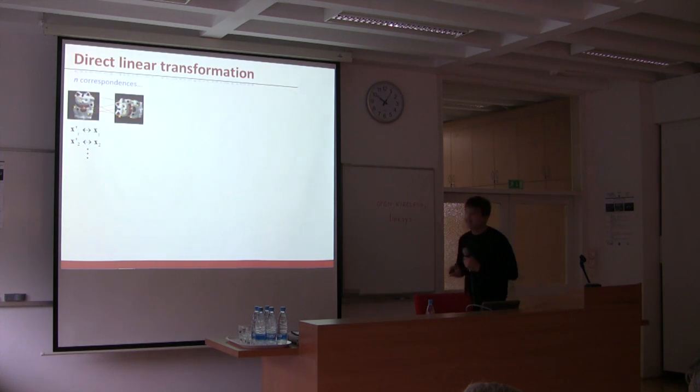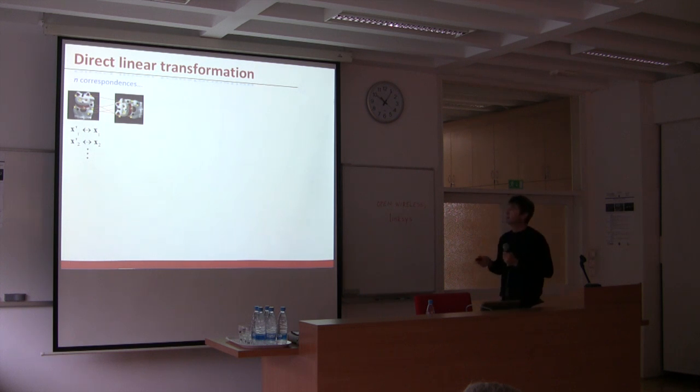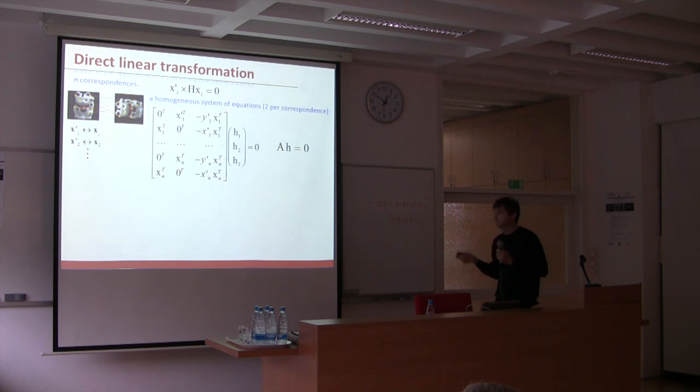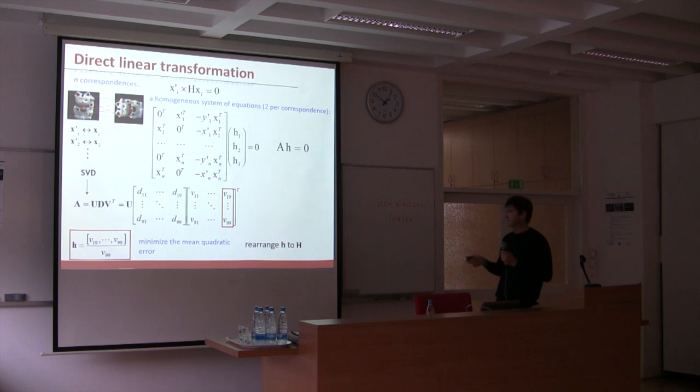Okay, I'll try to make it quick. So how do we do this? We use direct linear transformation, which we don't have time to explain now. Let's just say that for each pair of points, we have 2 linear equations, which make a homogeneous system of equations. And from this, we can calculate the homography.